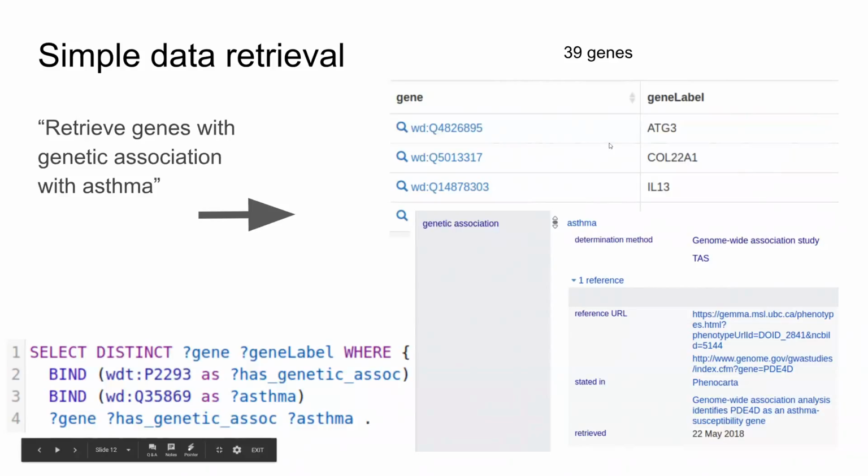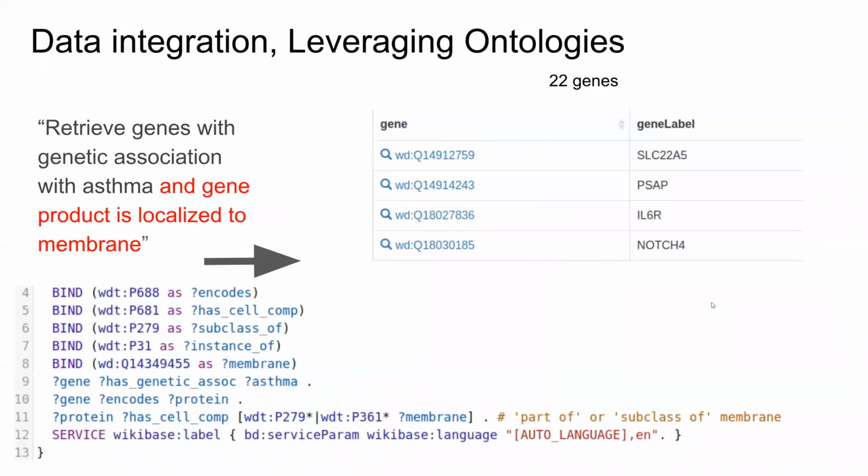And you get back a list of genes, and this is an example of the statement that it's actually getting this from. This is a statement on one of these gene items that has genetic association to asthma. So you can go back to the original data and look at it if you'd like. You can then take it a step further. You can leverage ontologies within this query. So we can say, restrict it to genes whose gene product is localized to the membrane.